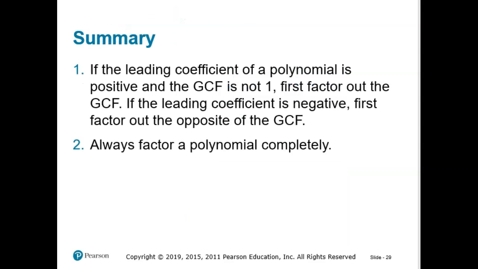So in summary, if the leading coefficient of a polynomial is positive and the greatest common factor is not 1, first factor out the greatest common factor. If the leading coefficient is negative, make sure you factor out a -1 or a larger negative number so that the remaining part is positive for you to try and factor. Factoring just comes with practice. Keep trying. And remember, you can always check your work with factoring by multiplying everything back out to see if you end up with what you started with.